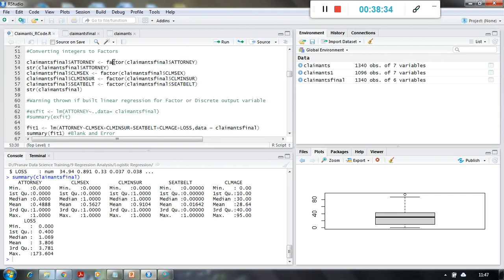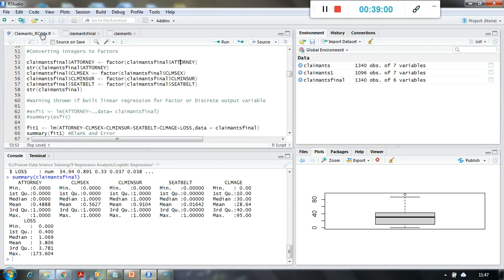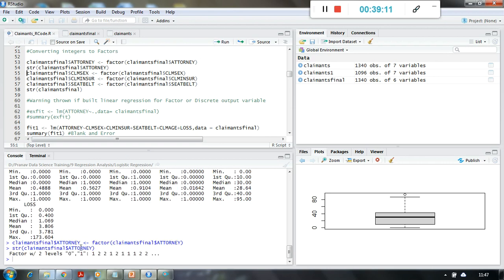And because of that, we have to convert them into the factor. So factor is another function to convert them into the categorical variables. If the data is given in such format, and if you want to convert it into the discrete format, you can use this function called factor. So what I'm going to do is replace this attorney's values in my claimant final, the 0, 1, 0, 1 values. I am going to factorize them and store back into the attorney column. So let me do it and now show you the structure of it.